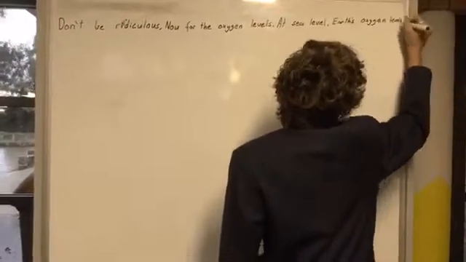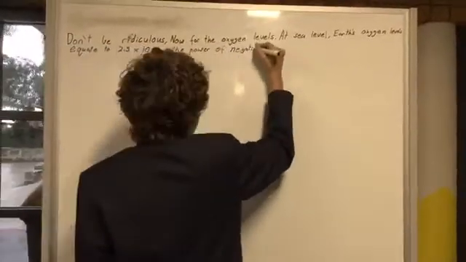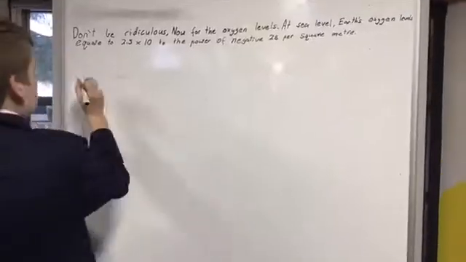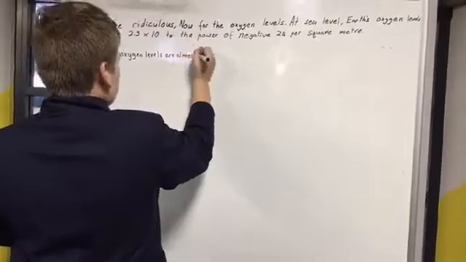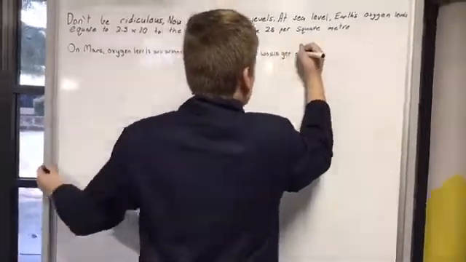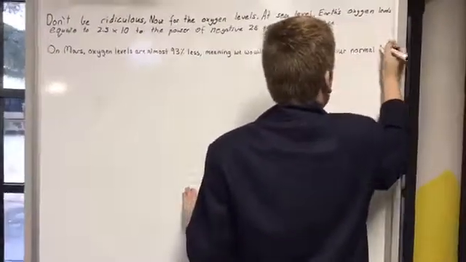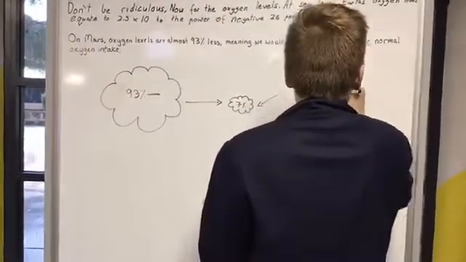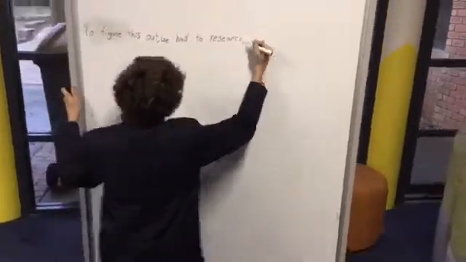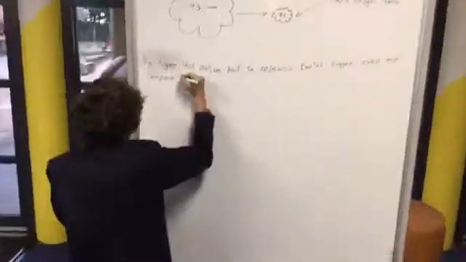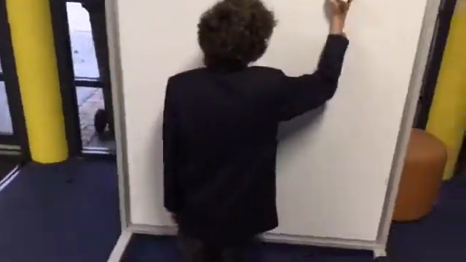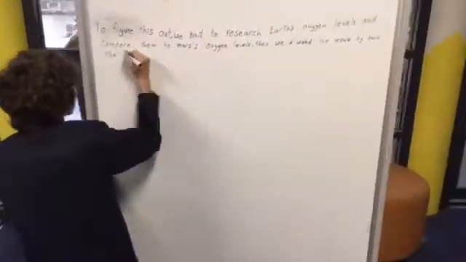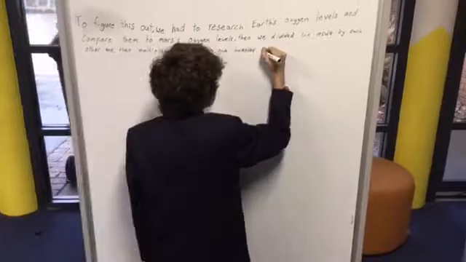At sea levels, Earth's oxygen levels equate to 2.5 times 10 to the power of -25 per square meter. On Mars, oxygen levels are almost 93% less, meaning that we'll get a small 7% of our normal oxygen intake. To figure this out, we had to research and to compare Earth's and Mars's oxygen levels. Then we divided them by each other and multiplied them by 100, giving us a percentage.